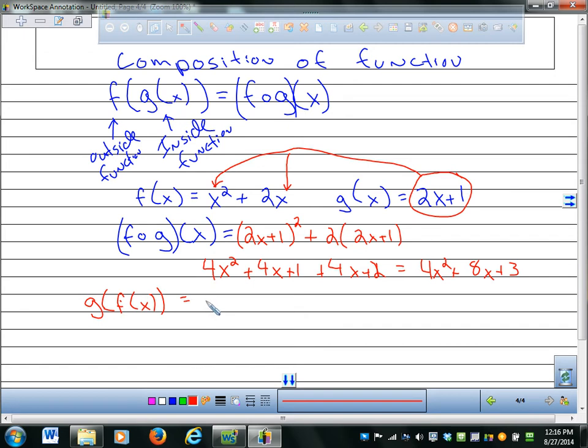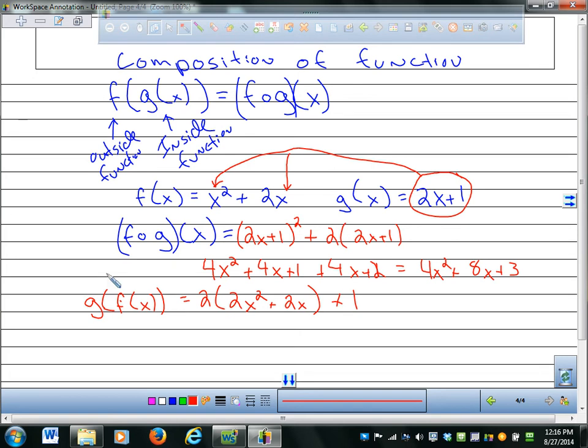Who can tell me? Go ahead, Sam. It'd be 2 times, in parentheses, x squared plus 2x, plus 1. Not done yet. Plus 1. You guys see where you got that from? So what you're doing in that case is you're taking this whole thing and plugging it in here for x. And then you would simplify. I'm not going to go through that.